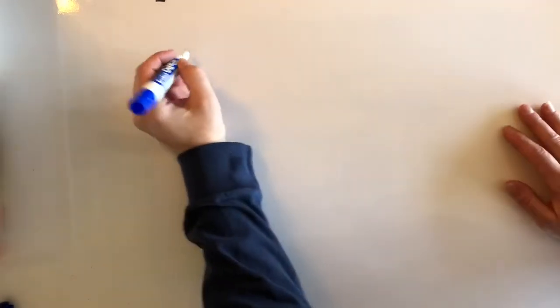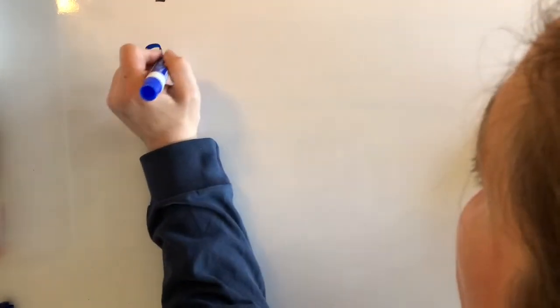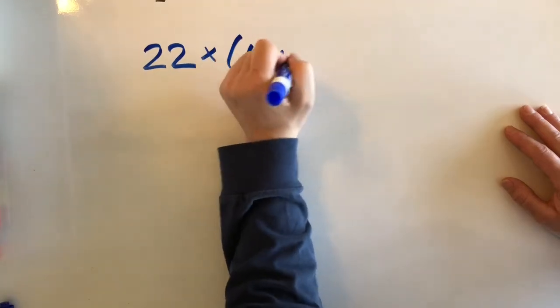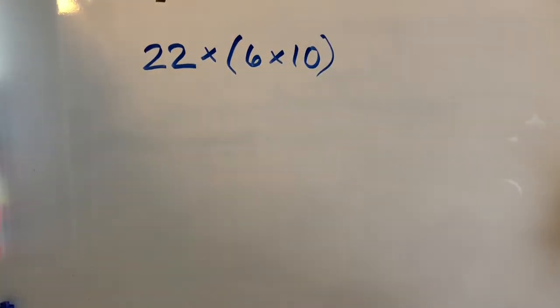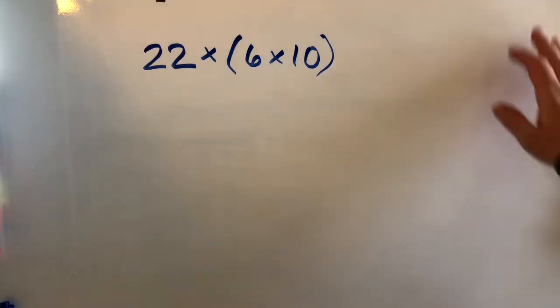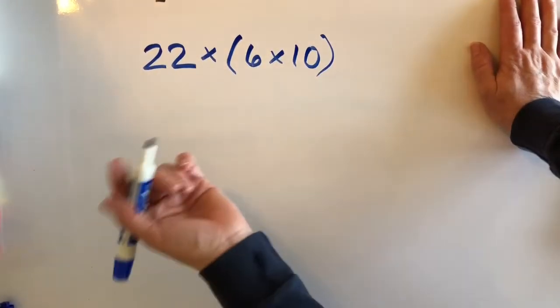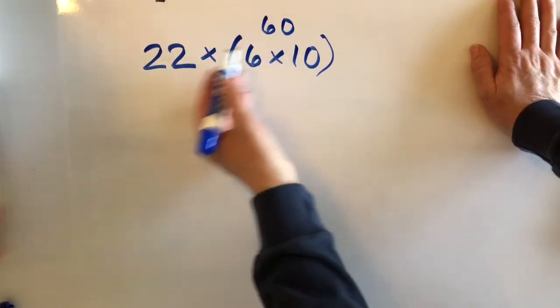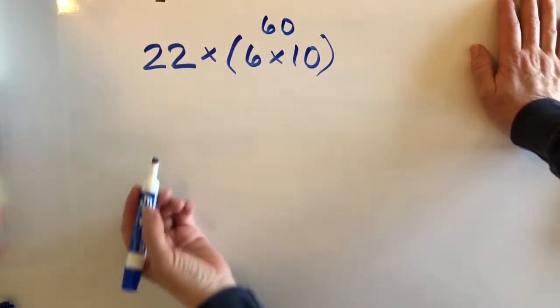All right, the next problem we're going to review is 22 times the quantity 6 times 10. Now, many of you in the class, we also used what was called the area model. So, of course, we know 6 times 10 is 60. But I don't know really off the top of my head 22 times 60.